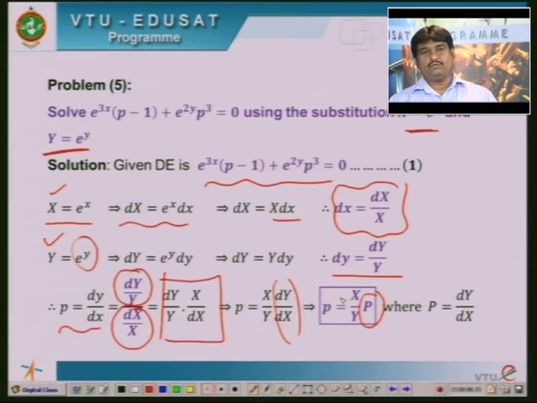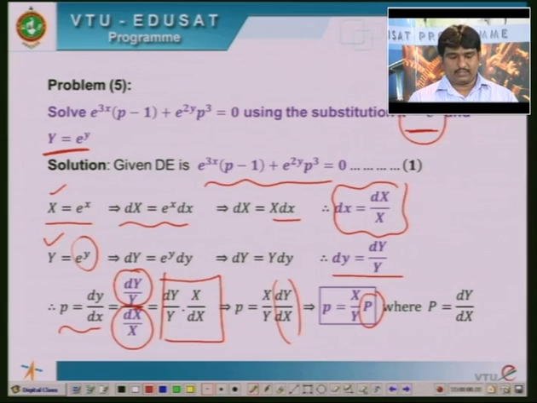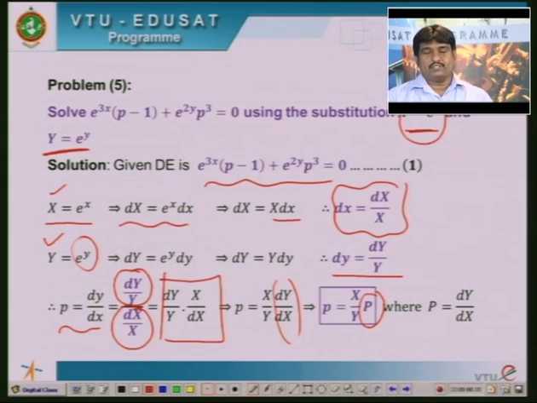So the transformation, independent variable x is log X here because of this transformation, that is e to the power of small x equals capital X. Similarly, capital Y is e to the power of y, means small y equals log Y, and then small p gets converted to capital X by capital Y into capital P, where P represents derivative in terms of new variables capital Y and capital X.